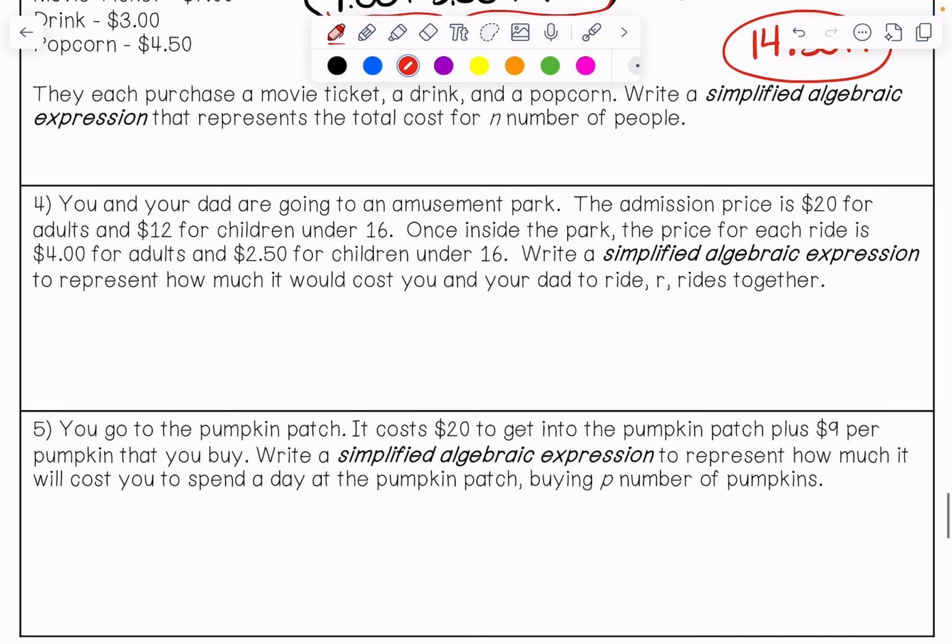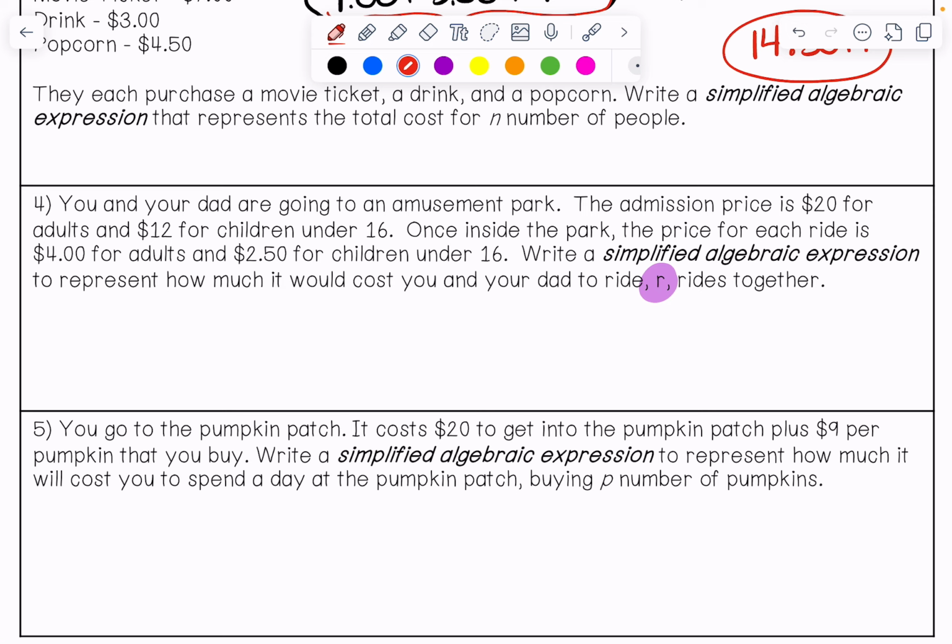You and your dad are going to an amusement park. The admission price is $20 for adults and $12 for children under 16. Once inside the park, the price for each ride is $4 for adults and $2.50 for children under 16. Write a simplified algebraic expression to represent how much it would cost you and your dad to ride our rides together. So we don't know how many rides we're riding, okay? It might be 2 rides, it might be 5 rides, it could be 20 rides. That's what R is going to represent.